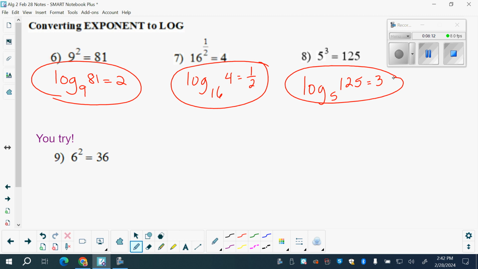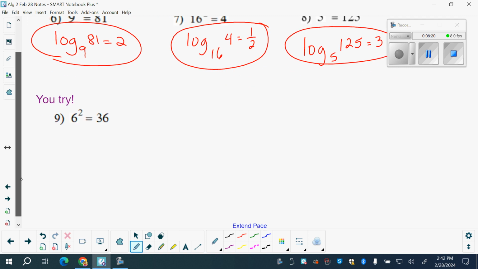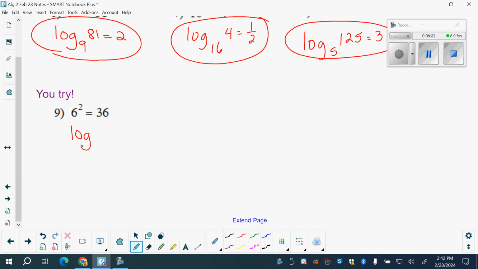Makes sense. So the exponent's always the answer. Okay, got it. So log base 6 of 36 is 2. Questions on that? Everyone I checked had it.